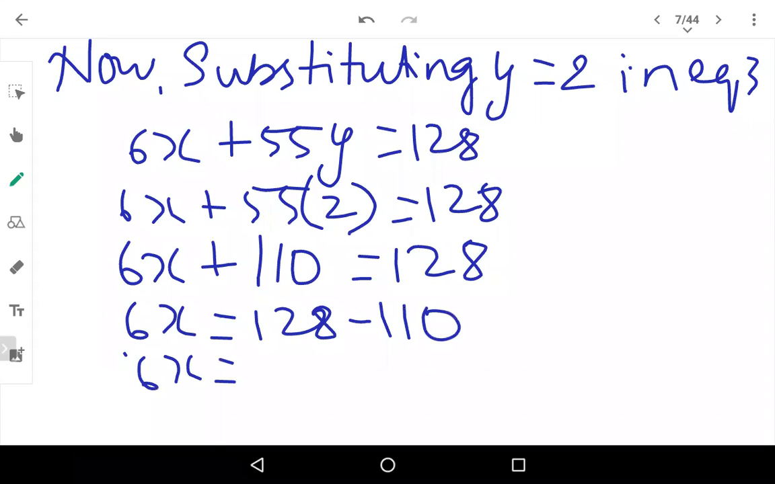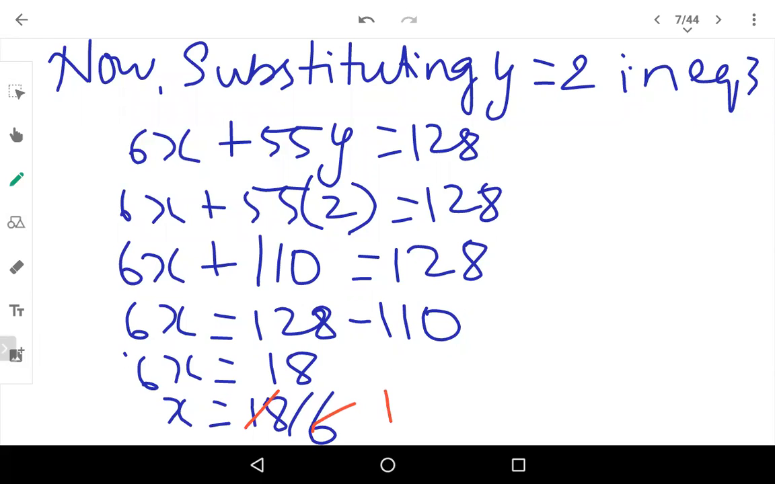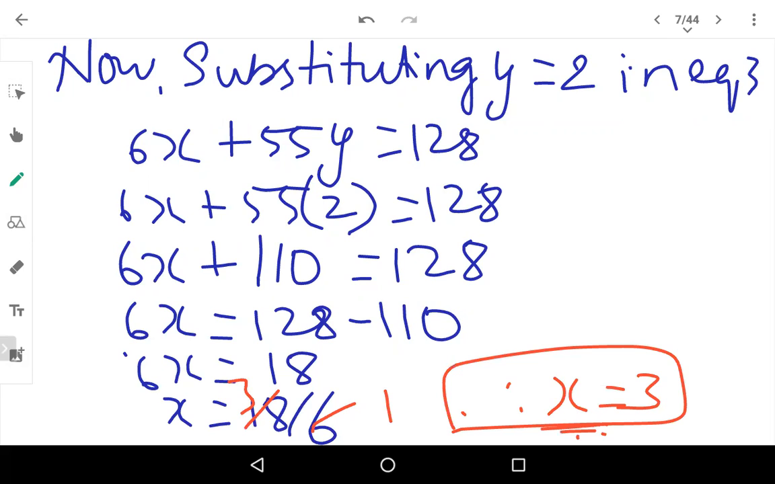6x is equal to 18. X is equal to 18 by 6. So therefore x is equal to 3. Understood? So when you have equations given in the fraction format, you have to simplify them and then solve them simultaneously to find the value of x as well as y.